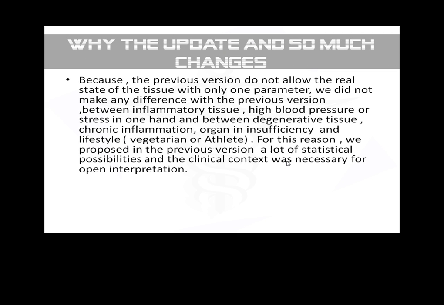Because the previous version did not allow us to see the real state of the tissue with only one parameter, we could not make any difference between inflammatory tissue, high blood pressure or stress on one hand, and between degenerative tissue, chronic inflammation, organ insufficiency, and lifestyle, vegetarian or athlete.